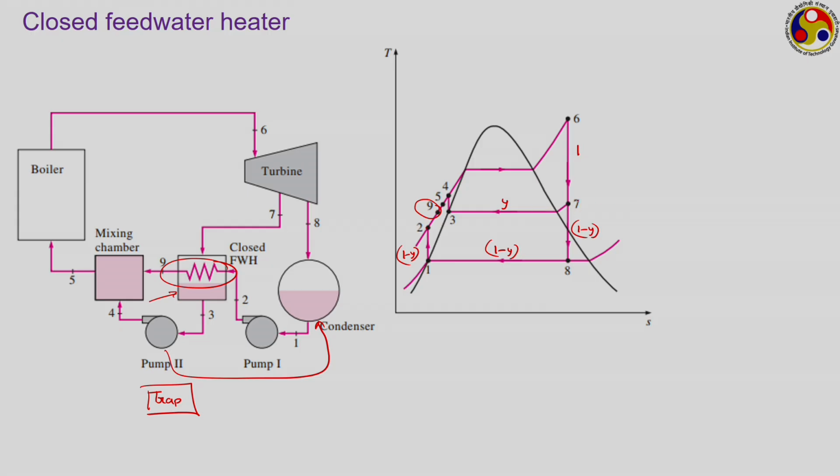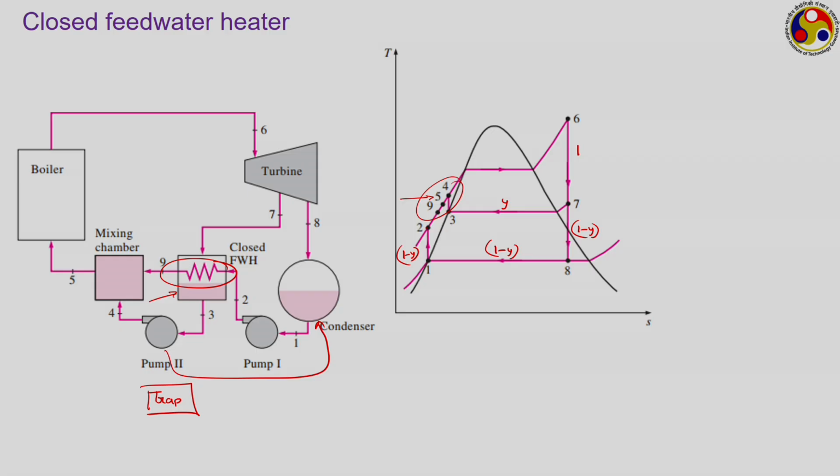whereas the condensate, or the bleed stream coming with state 7, loses its heat to form this saturated liquid at state number 3, from where it is pumped back to state number 4 to the boiler pressure level, and then we have a mixing chamber quite similar to an open feed water heater, where state 9 and state 4 mix to give this final state of 5, which then proceeds to the boiler. So, this is what we have in case of a closed feed water heater.